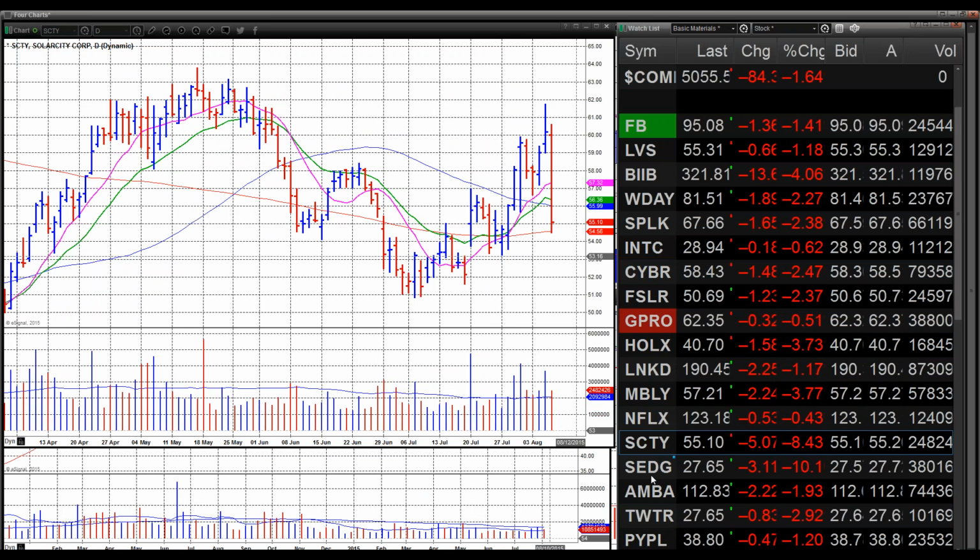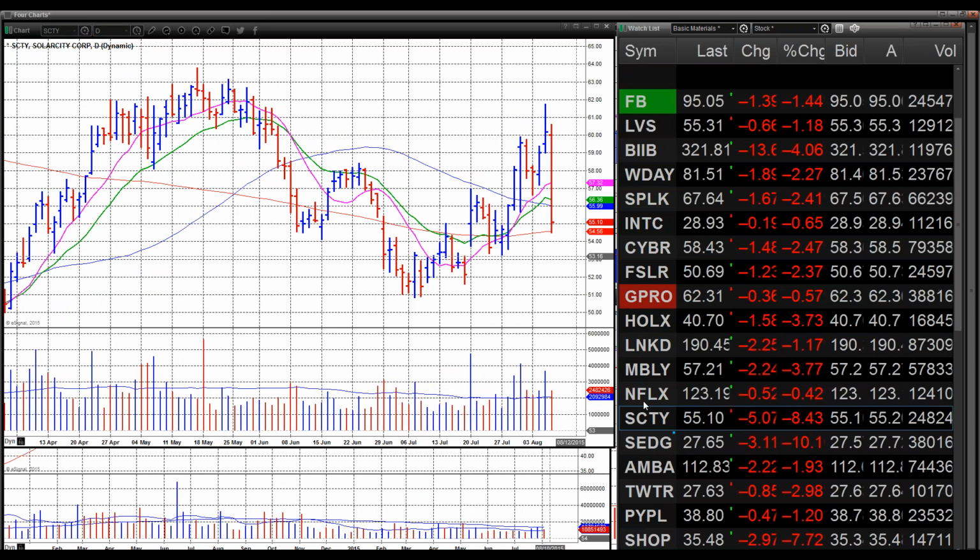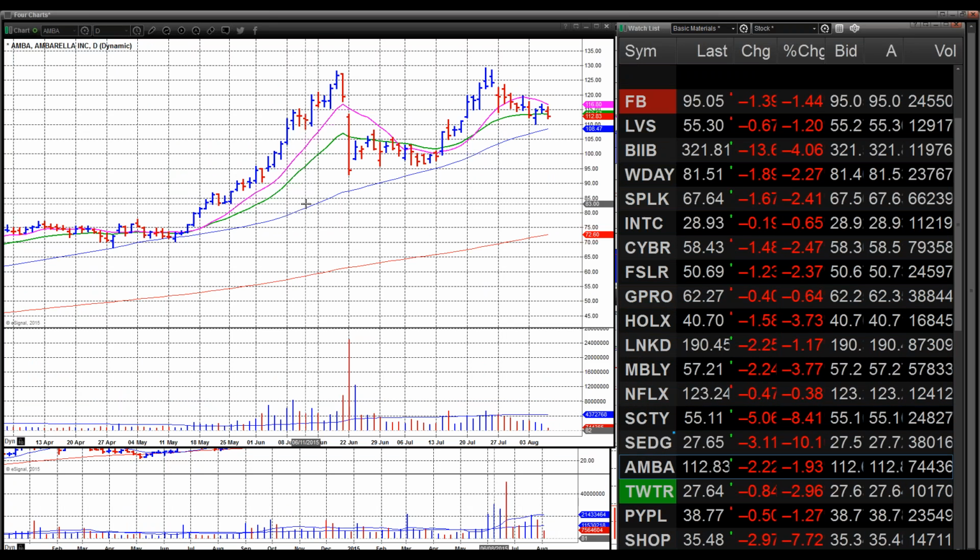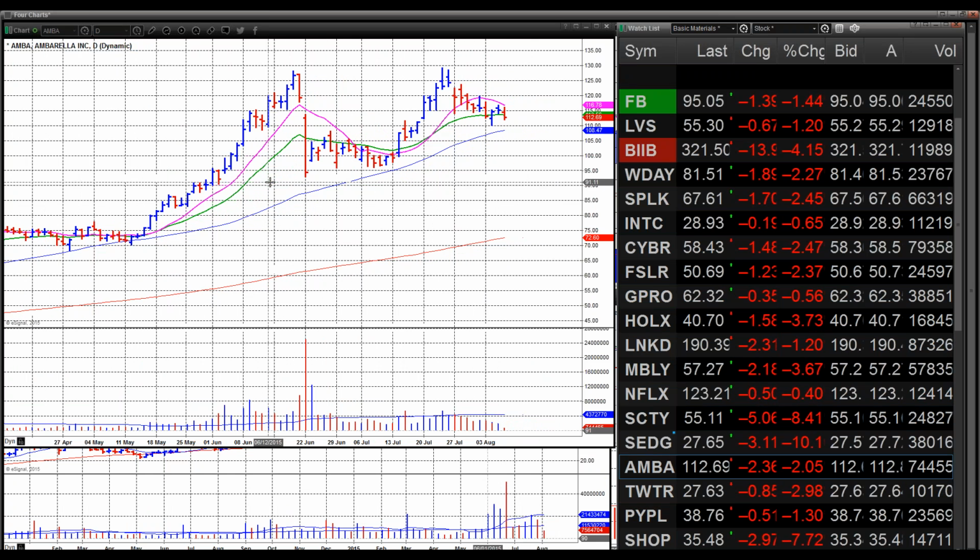Anything else I got here I want to look at? Oh yeah, whoops. Ambarella. Looking like it's going to bust. So I thought maybe it would hold the 20-day moving average here, but this could just be a double top and it's heading lower now.